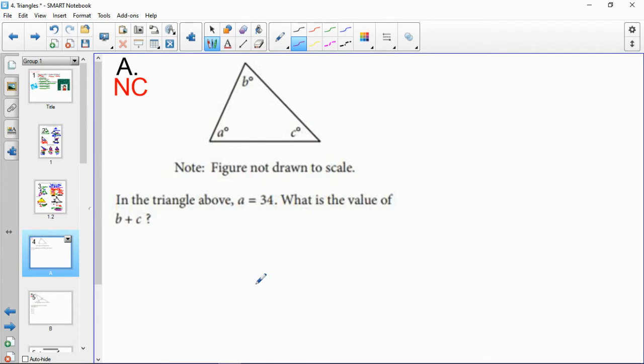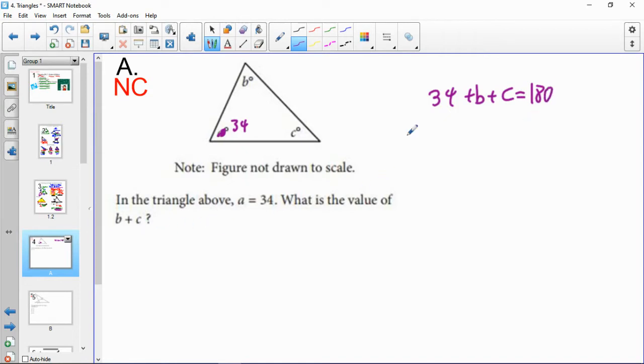Question A. No calculator. I got a triangle with angles A, B, and C, and in the triangle above, A is equal to 34. What is the value of B and C? So this one right here is 34, and I can set up an equation for this situation right now.